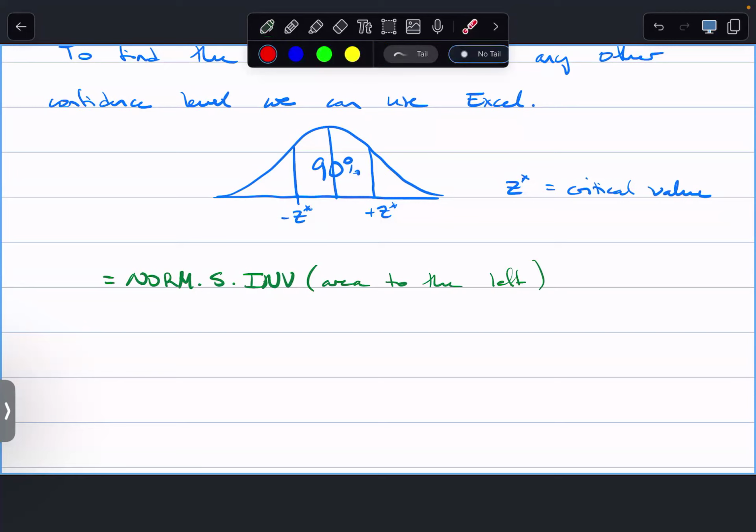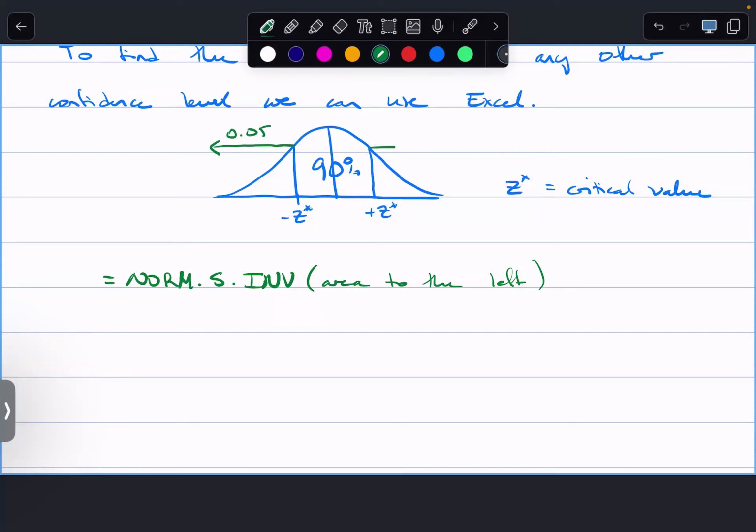In this scenario, how would you find the area to the left of the value? You have two options. We want either the negative z value or the positive z value, it doesn't matter, as long as you keep track of which one you're finding. I'd probably find the negative and then drop the negative and use that as my critical value. From here, the area to the left has to be, well, 100% underneath the entire curve, or 1 minus 0.9. So then I have 0.1 split between the two tails.